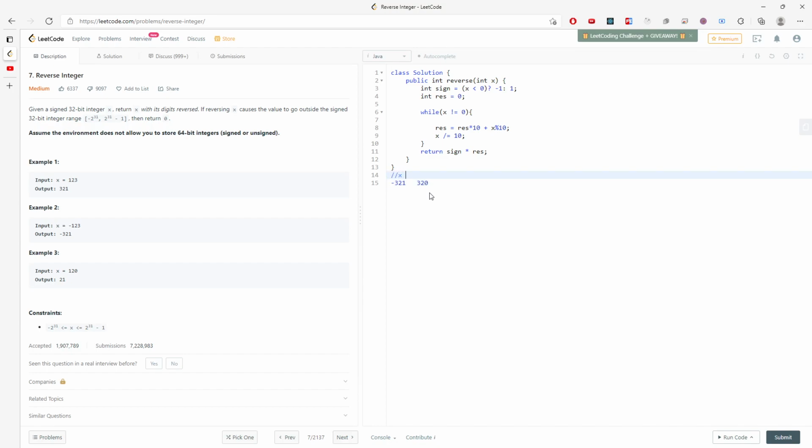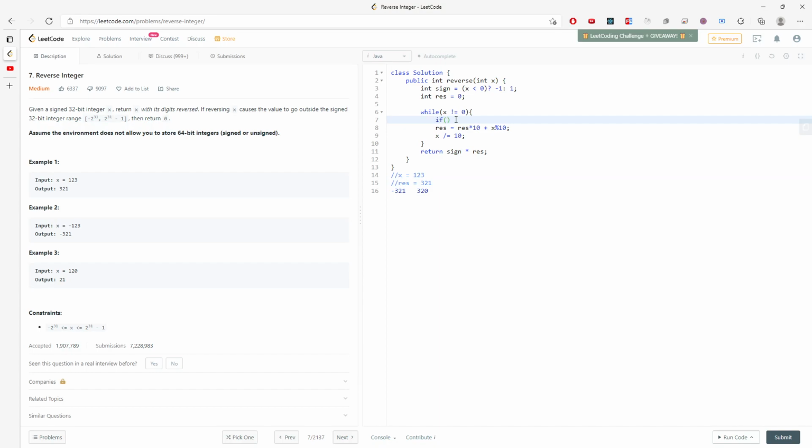and if x is equal to 1 to 3, the reverse of x, which is the result, is going to be 3 to 1, and 3 to 1 is out of bound. So how do you actually deal with this? You have to return 0.